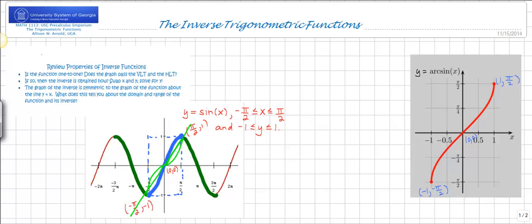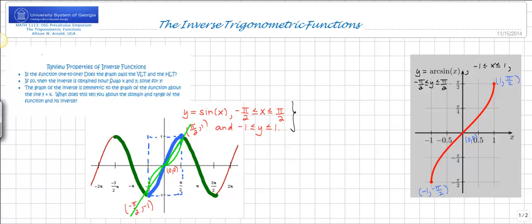Now this means your inverse sine function has a very set domain and range all on its own. Its domain is negative 1 to positive 1, and its range is negative pi over 2 to pi over 2, and we can get those from exchanging over here. Okay, but the trick is this is all you get.